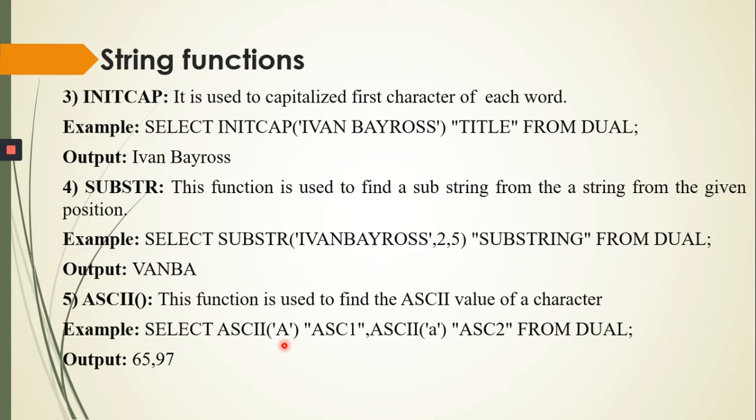Okay, so here ASCII for capital A, here we are writing ASCII for small a. ASCII from dual will give the ASCII value of capital A. ASCII value of capital A is 65 and ASCII value of small a is 97. Whenever we want to find the ASCII value of any character, we have to use the ASCII function.